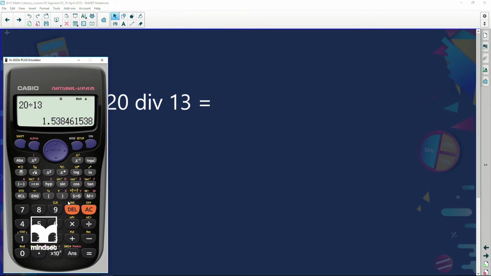So what can I do with this figure of 1,538,461,538? How can I make that number more manageable? Well, I can take that number and I can round it. And that's what we're going to do in this segment. The whole section on rounding.